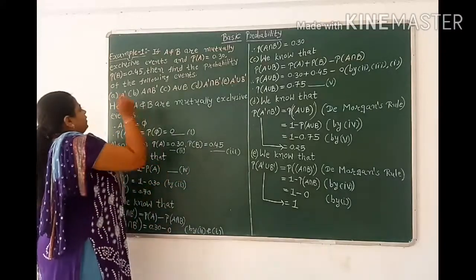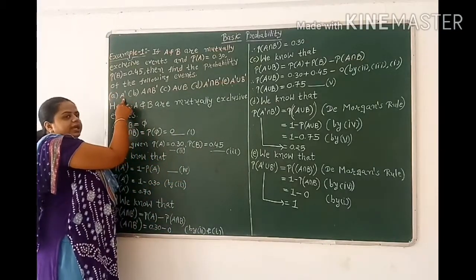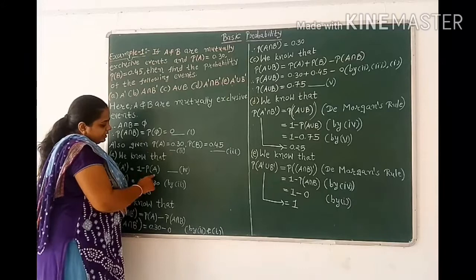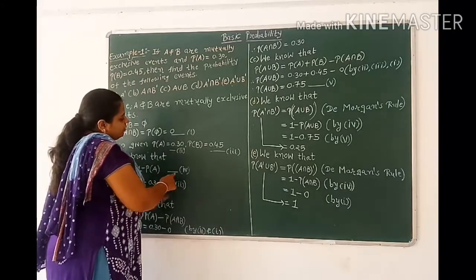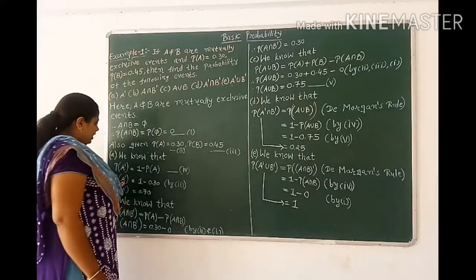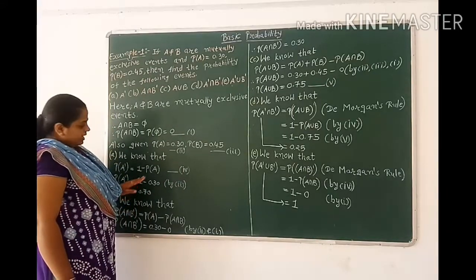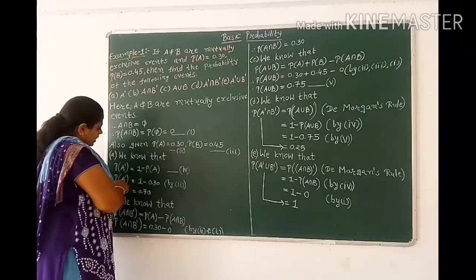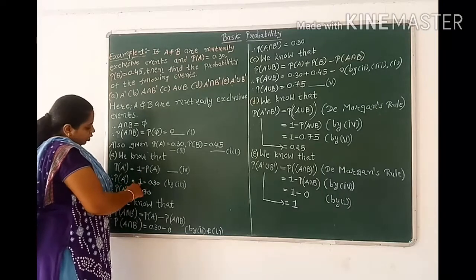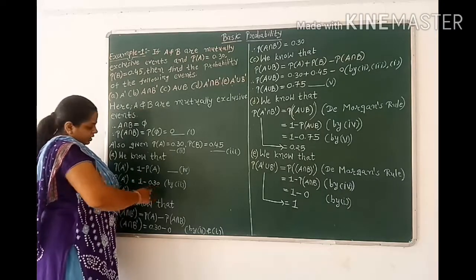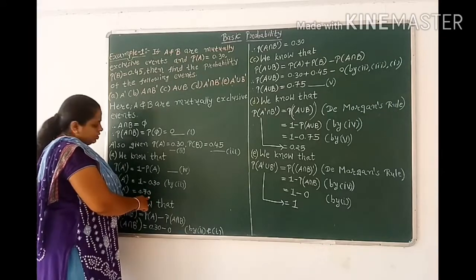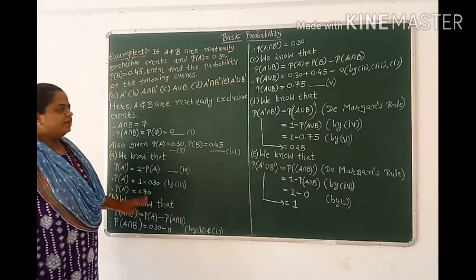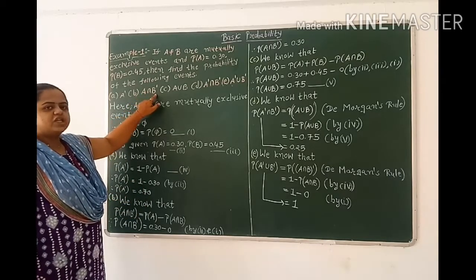Now the first one, we have to find probability of A dash. We know that probability of A dash equals 1 minus probability of A. Call this equation number 4. P of A dash equals 1 as it is, and P of A, that is our equation 2, is 0.30. So we have probability of A dash equal to 1 minus 0.30 equals 0.70. So probability of A dash equals 0.70.